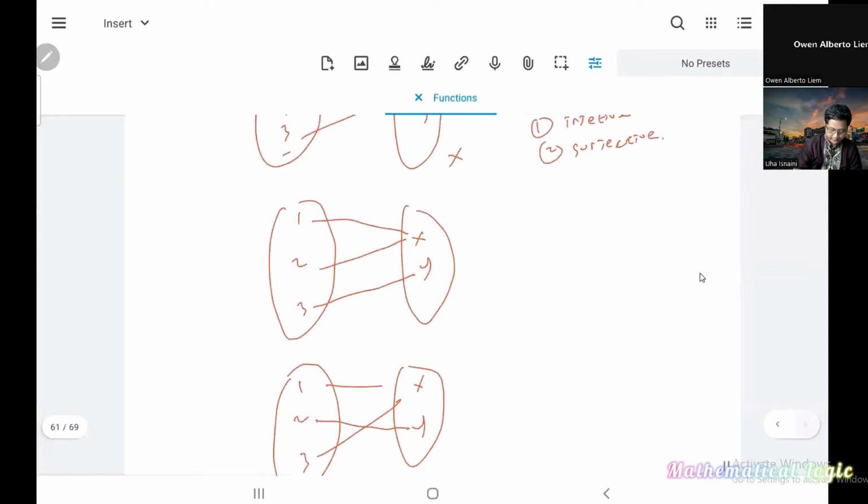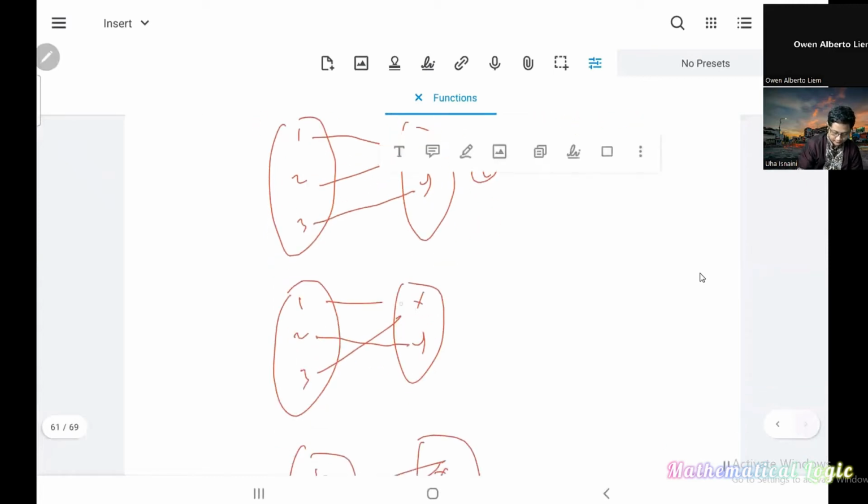And how about this one? Injective? No, correct, because everything goes to x, so it doubles up. And then surjective, that's fine. And this one also cannot be injective. Why? Because imagine if you have 3 pigeons and 2 holes, then there is at least 1 hole which contains more than 1 pigeon, right?